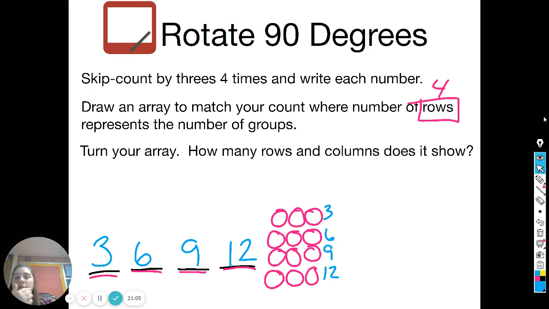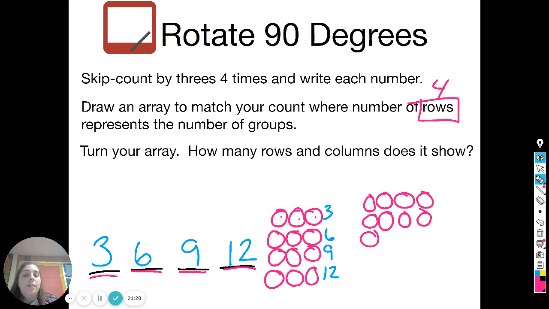So last of all, we're going to turn our array. So let's switch it up. Instead of having 4 rows, now we only have 3 rows. Instead of having 3 in each row, now we have 4 in each row. We took our 4 and our 3 and we switched it. So we took our array and we tipped it over on its side.